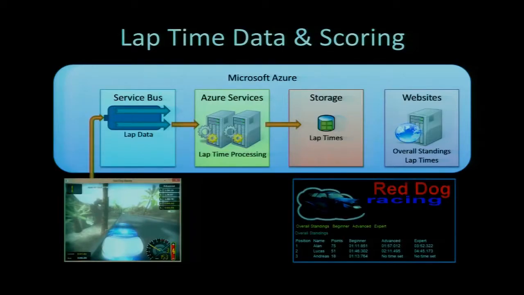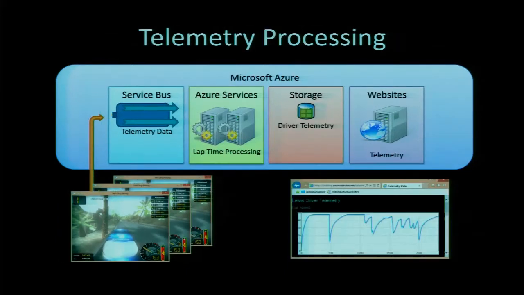So this is how it works for lap time and scoring. We're basically putting messages onto the service bus. These are being put into the lap times table, and the website is able to display this information. I've run through how that actually looks in table storage.